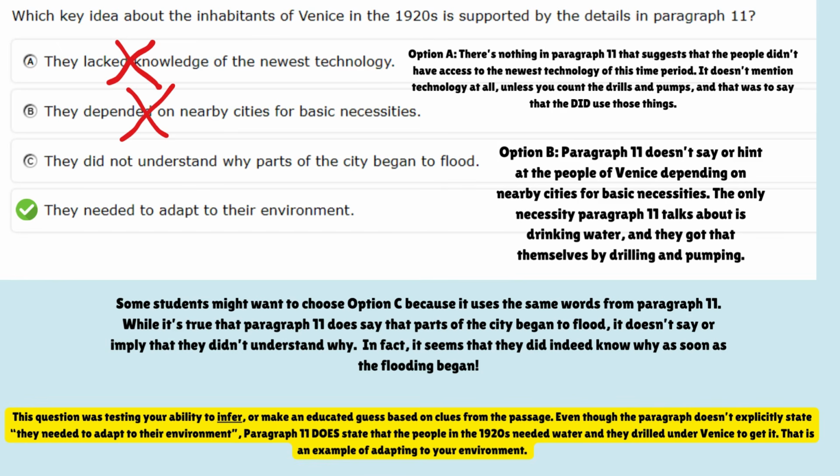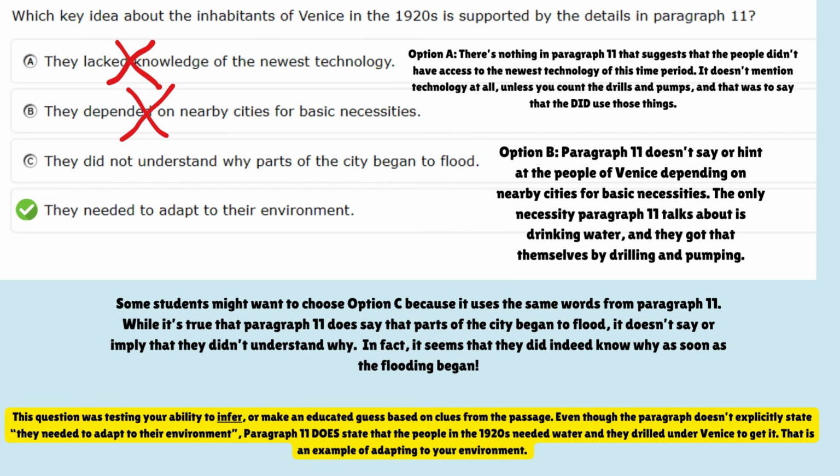So yes, option C partly mentions details from paragraph 11, but it doesn't tell the whole story. It doesn't imply that they didn't understand why. We're actually led to believe they did understand why. So this question ultimately is testing your ability to infer, which is an academic English word that means make an educated guess based on clues from the passage.